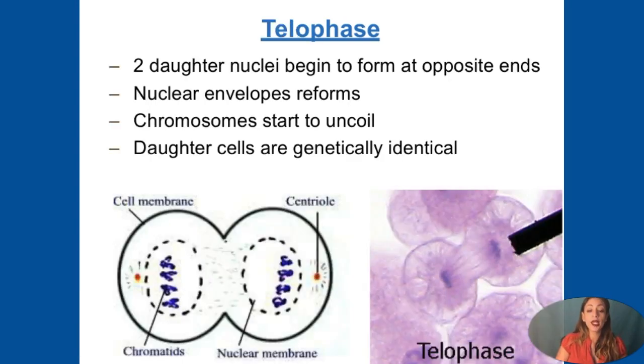Telophase. In telophase, now that they're getting pulled to the different sides, you're going to be able to see two daughter nuclei begin to form at opposite poles. The nuclear envelope right here starts to reform, because remember it broke down in prophase. Chromosomes start to also uncoil, because remember they got really, really tightly wound up, those DNA and the histones. Now they're going to start loosening up little by little, and daughter cells start to look genetically identical at this point.